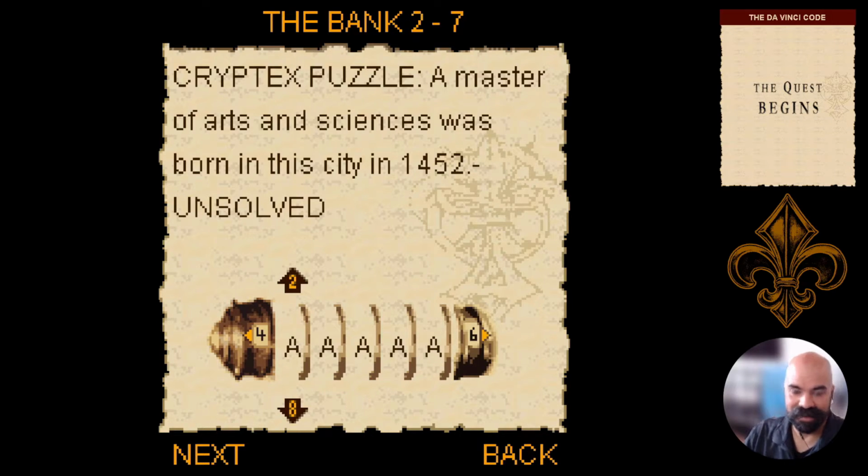You didn't see it, but I just spent I don't know how much time trying to, before I realized, oh, wait, right, duh. You have to actually have the item in your hand. Okay. So the riddle, again, is the master of arts and sciences was born in the city in 1452. So we're trying to figure out, all right, they're talking about Da Vinci, right? But how do we solve this one?